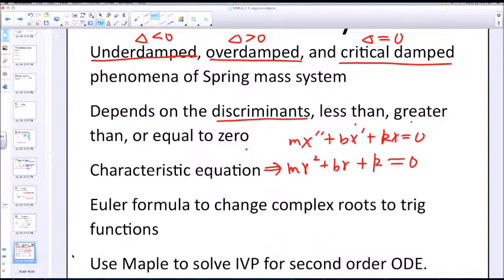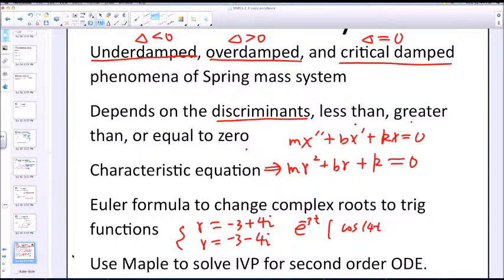And another element is, what about r equals negative 3 plus 4i, r equals negative 3 minus 4i? By the way, they usually come in pairs as conjugates. And then your solution will be e to the negative 3t, cosine 4t and sine 4t. Put C1, C2. That's your solution.